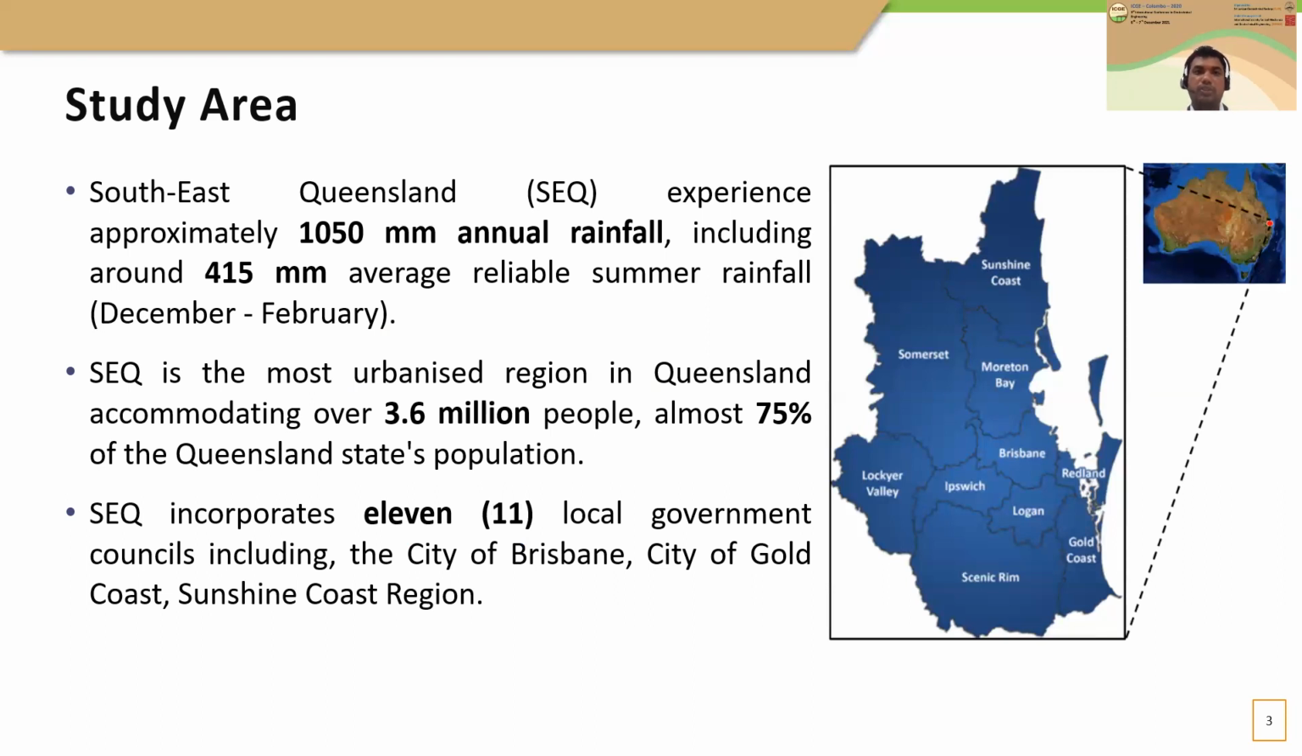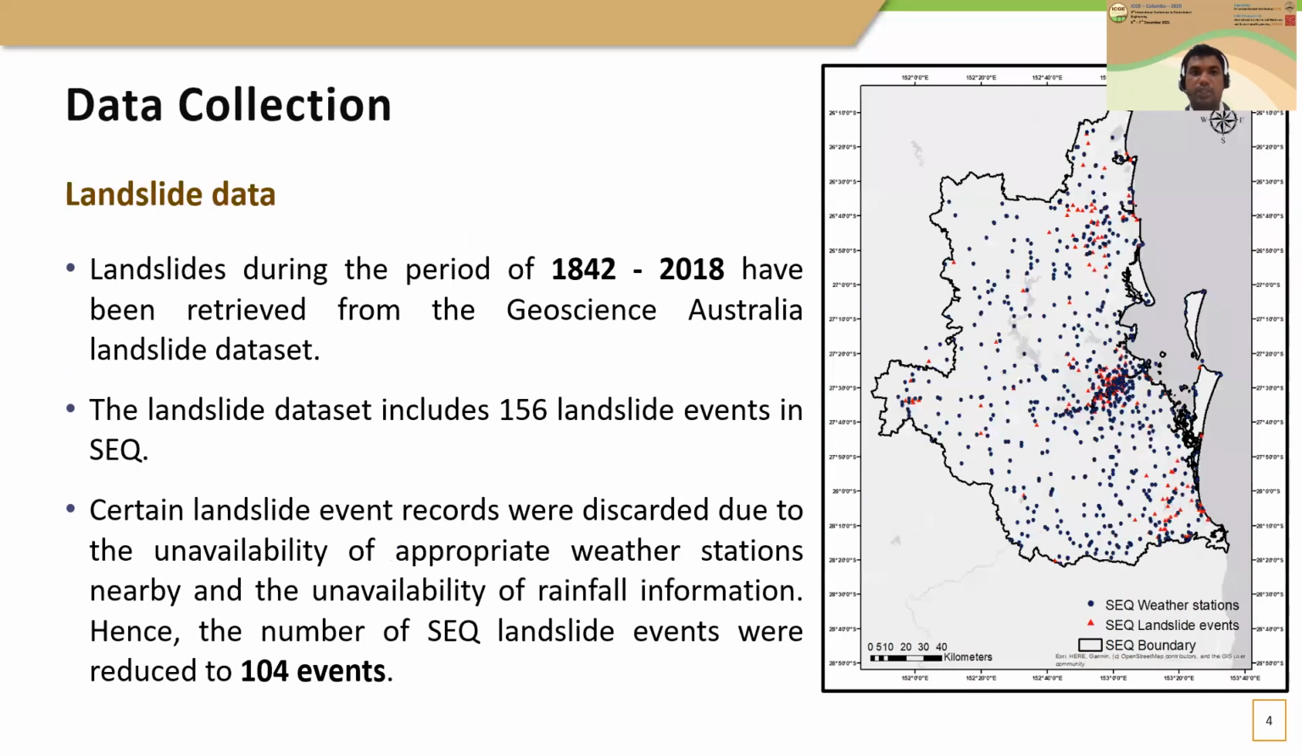Also, notably, SEQ was declared a disaster zone following torrential rains during the summer of 2010-2011. Therefore, the prediction of rainfall-induced landslides is significant for SEQ. Landslides during the period of 1842 to 2018 have been retrieved from the Geoscience Australia landslide dataset, which includes 1,974 landslide events across Australia. The landslide dataset includes 156 landslide events in SEQ.